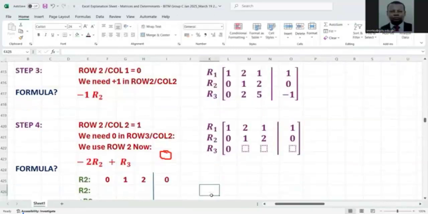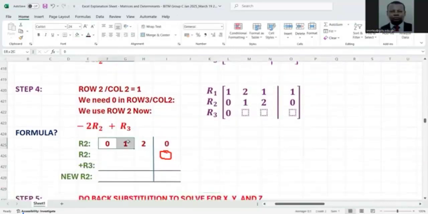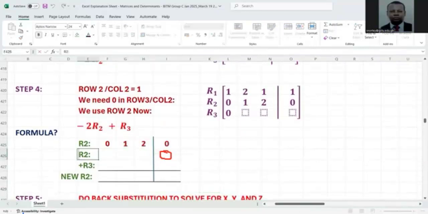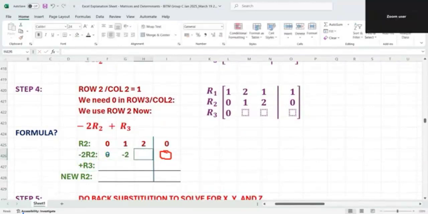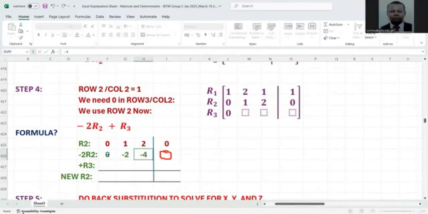Now this is my R2. My R2 is 0, 1, 2. So I'm going to multiply this by -2. Now, 0 times -2 is 0. -2 times 1 will be -2. -2 times 2 will be -4. And -2 times 0 will be 0.